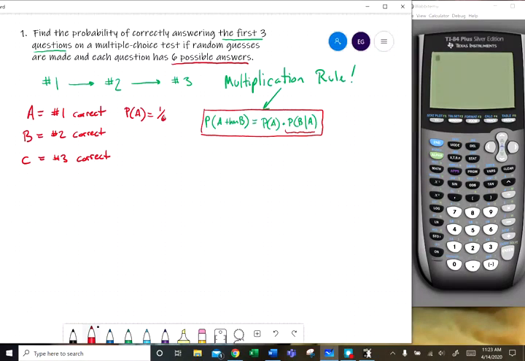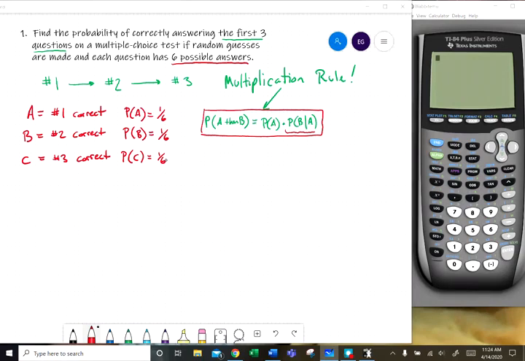And these events are independent, so whether or not problem 1 is correct has no effect on problem 2 being correct. So the probability of B is also 1 over 6, and the probability of C is 1 over 6. Okay, so the event is that all of the first 3 questions are correct. So we're looking at the probability of A, and then B, and then C.